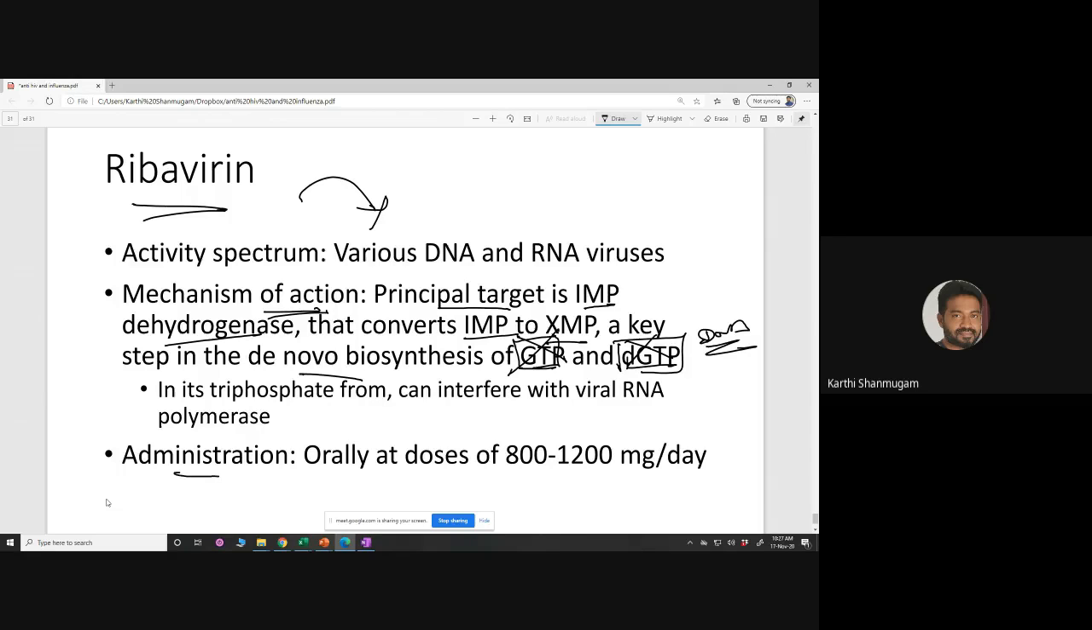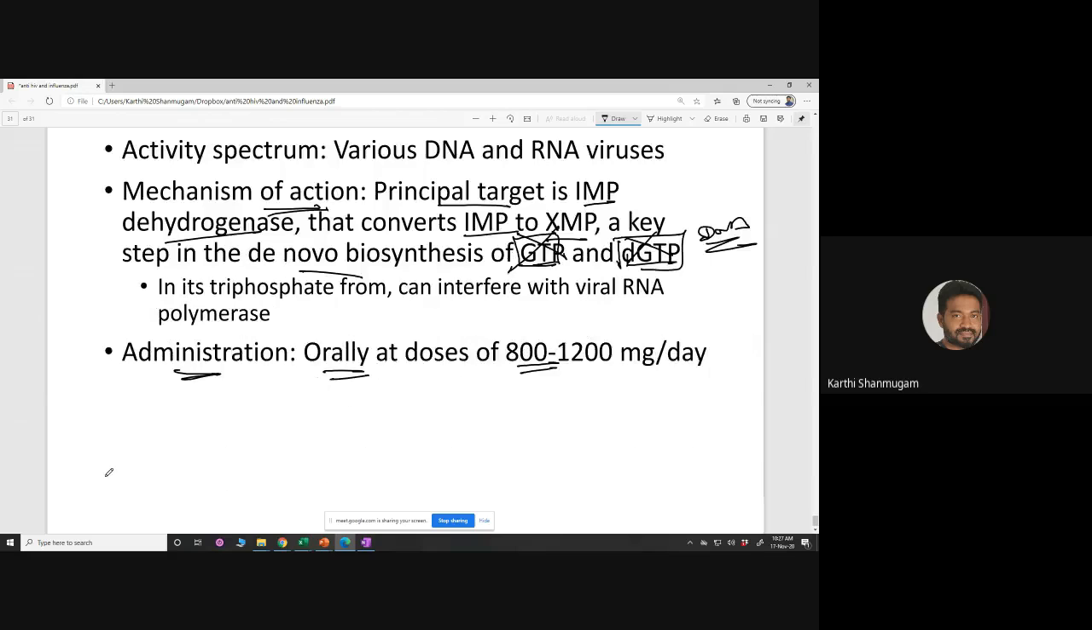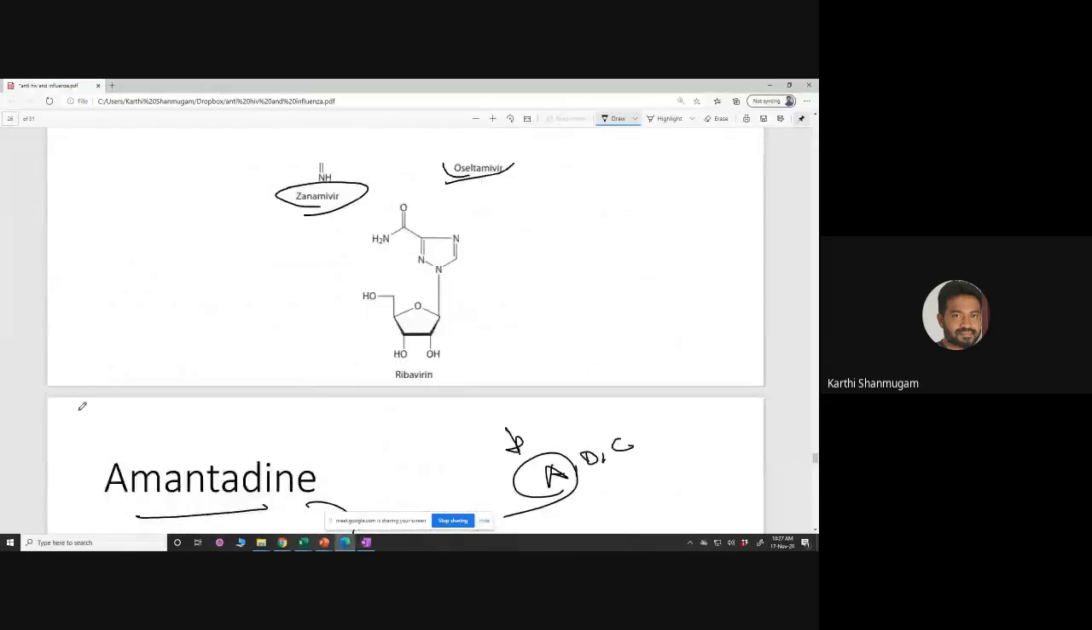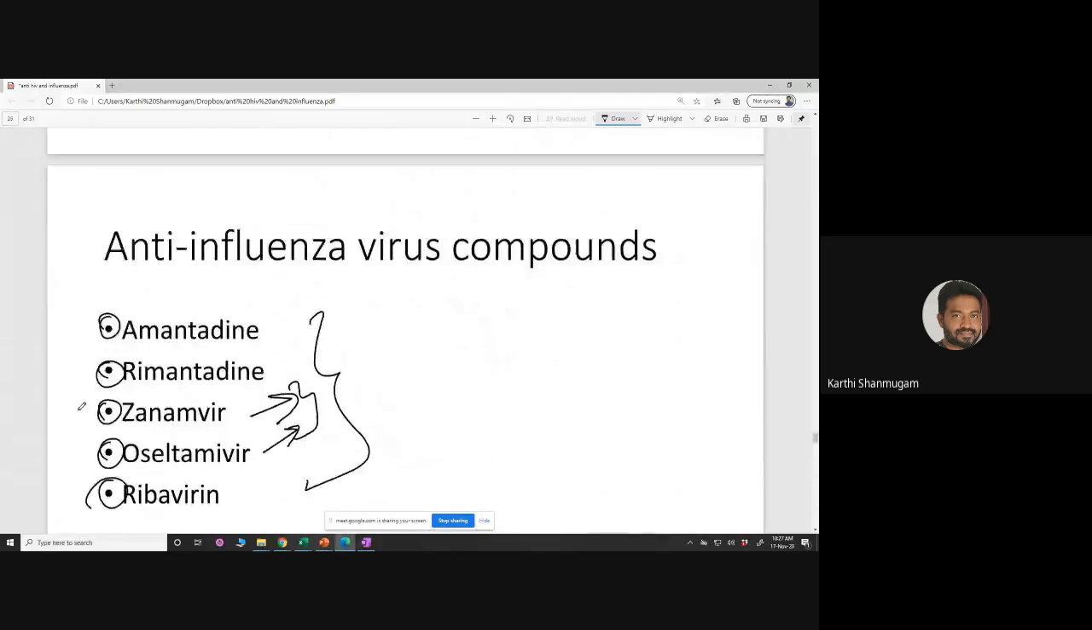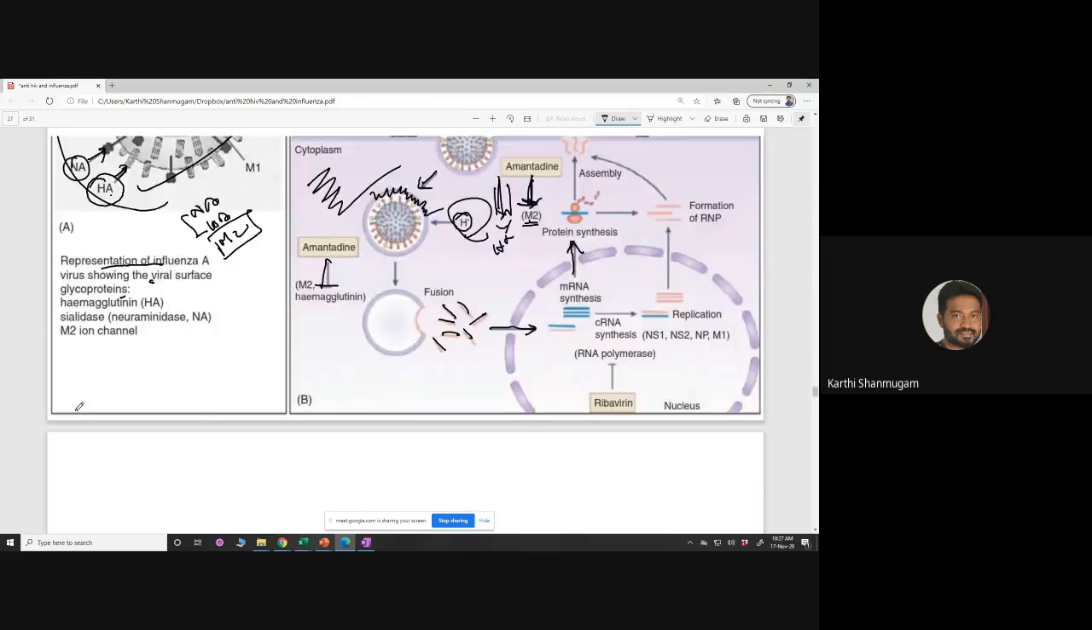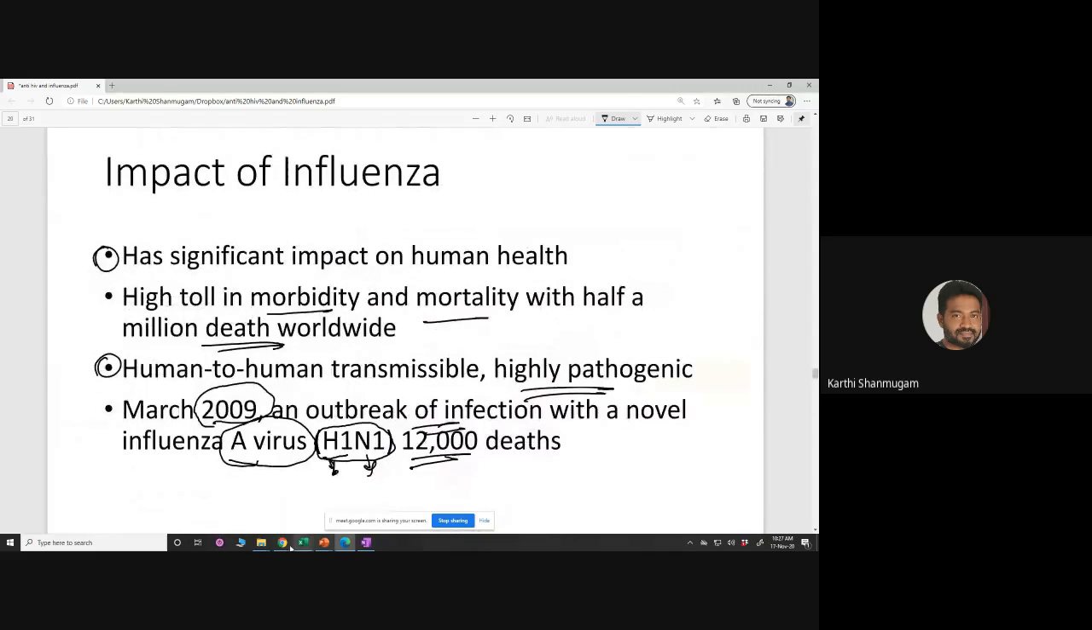Coming to the administration of this molecule, it's orally administered at 800 to 1200 mg per day, right? So that's all about some of the basic concepts on antiviral drug design. What are the commonly used antiviral drug molecules, and what is the molecular mechanism of those antiviral drug molecules?